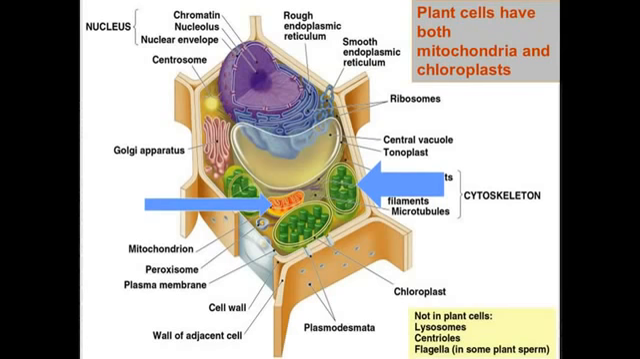Just as a reminder, plants have both the mitochondria and the chloroplasts, but animal cells only have mitochondria.